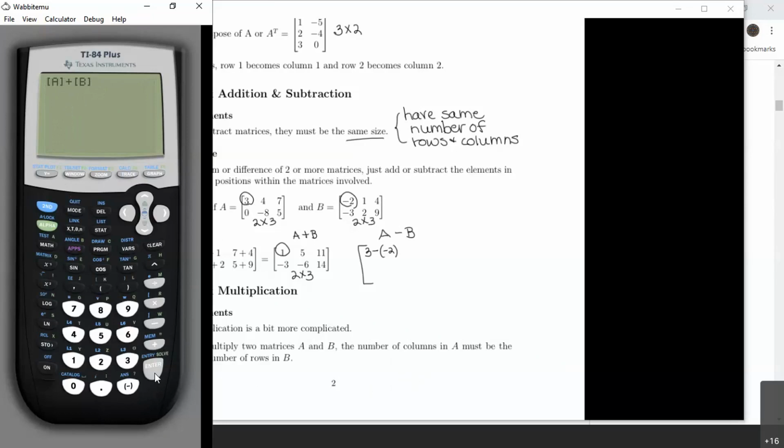All right. If I hit enter, I get the same matrix that I have here in my notes. See it? 1, 5, 11, -3, -6, 14. Everybody okay with that? Okay with the TI?